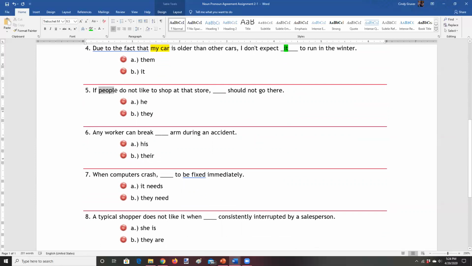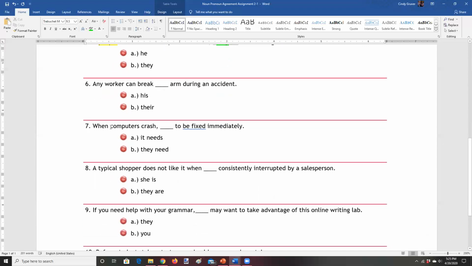Let's just do 5. If people do not like to shop in the store, so people is our antecedent, and of course we must have more than one person to say people, so we're going to say they. If people do not like to shop in that store, they should not go there. So we need to use they because they is plural and people is plural. We'll skip 6 for now. Let's go on to 7.